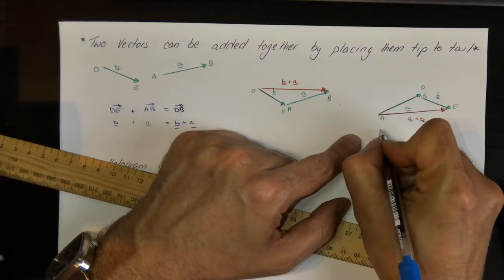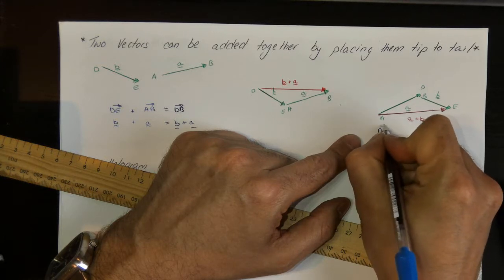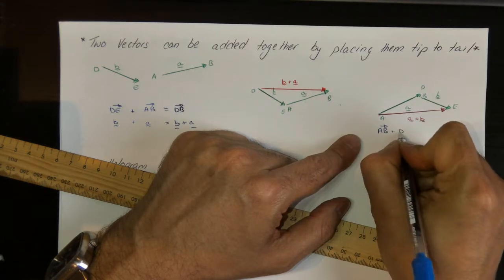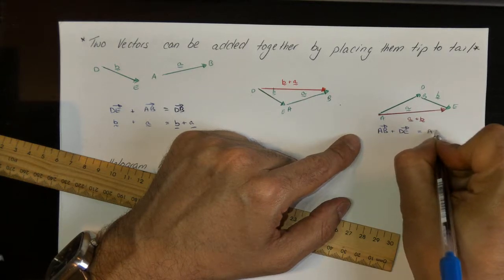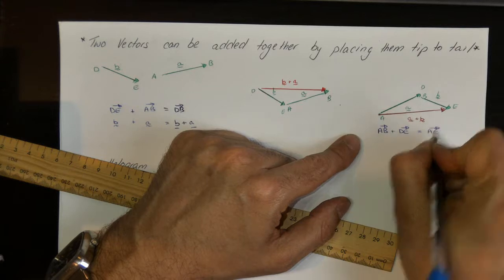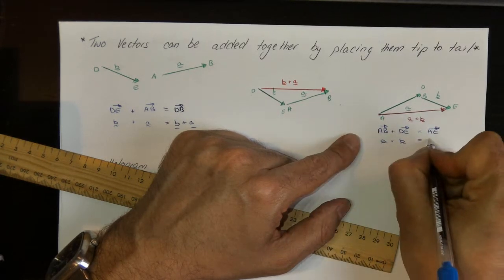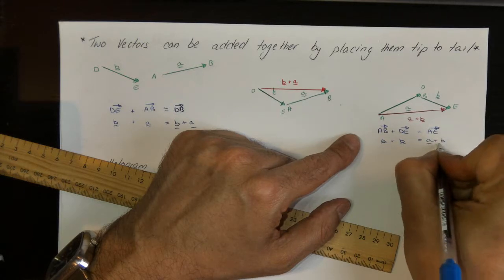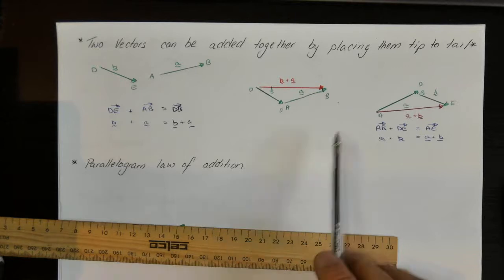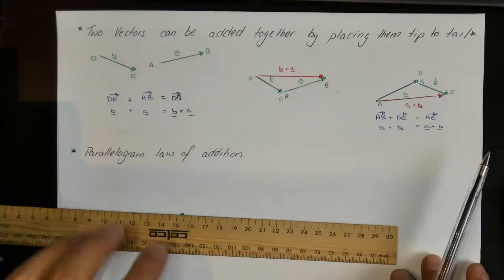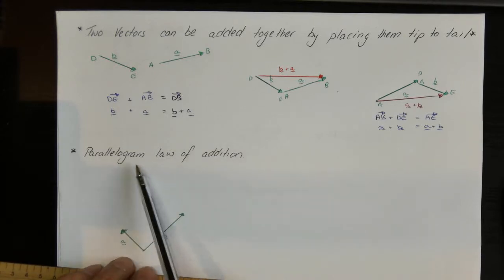So in this situation, the vector AB plus the vector DE gave me the vector AE, or the vector A plus the vector B gave me the vector A plus B. Okay, so when adding vectors, we're going tip to tail. And this example kind of starts me with the parallelogram law.